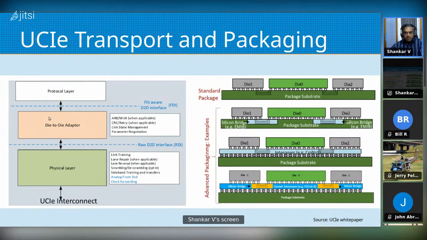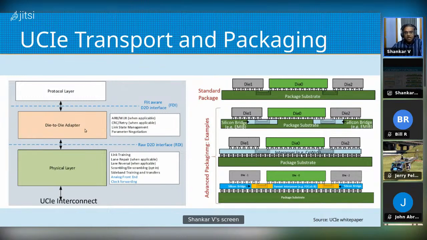One level above is the die to die adapter, and this is your link layer. It specifies that if you're trying to multiplex multiple signals onto one interface, you do it in this layer. There's retry, so if errors were detected, you send some CRC bits along, and if there were errors in the transmission, you retry the transmission. And then there's link state and power management here.